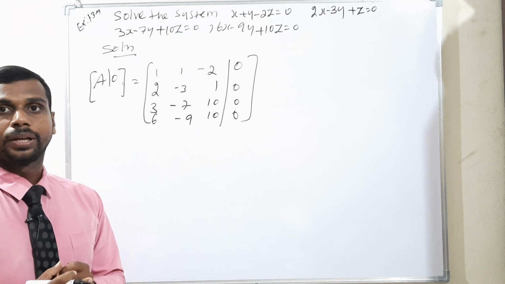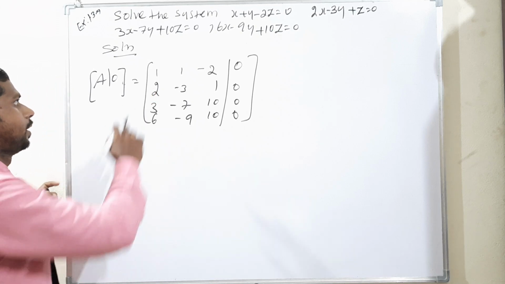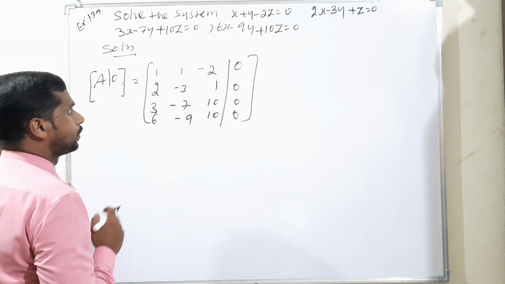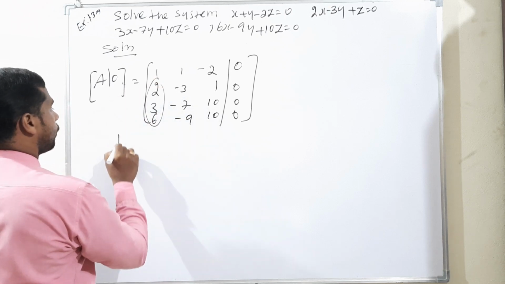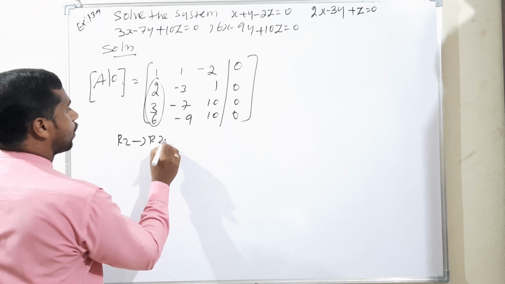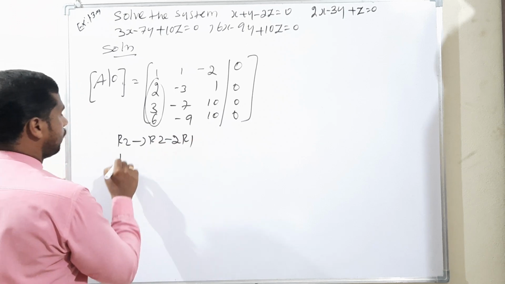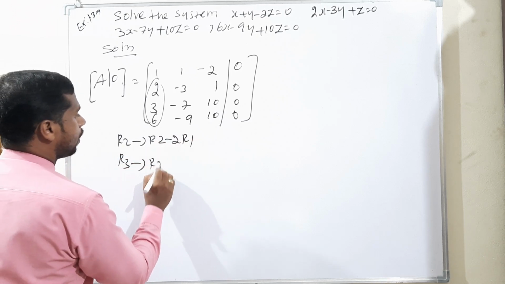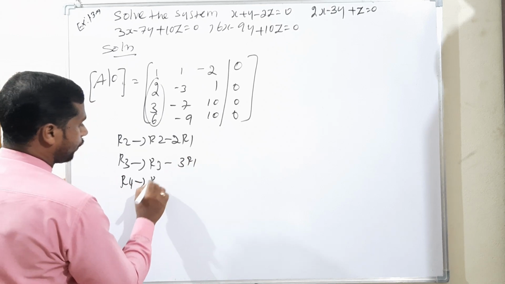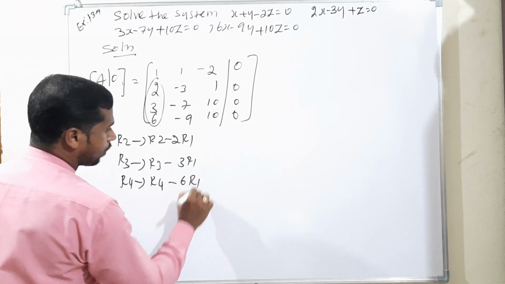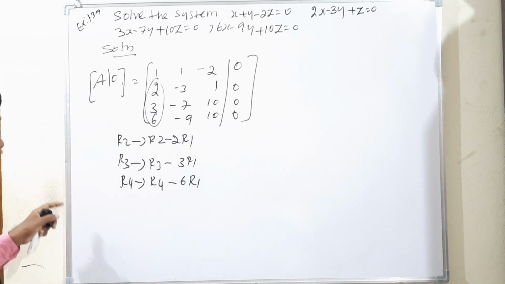What is the meaning of row echelon form? When starting the non-zero digit, there we already have the leading coefficient, the leading term 1. So under the leading term we have to show 0. So what we have to do? R2 gives R2 minus 2 into R1. Again R3 gives R3 minus 3 into R1. Again R4 gives R4 minus 6 into R1, isn't it? So R1 as it is.